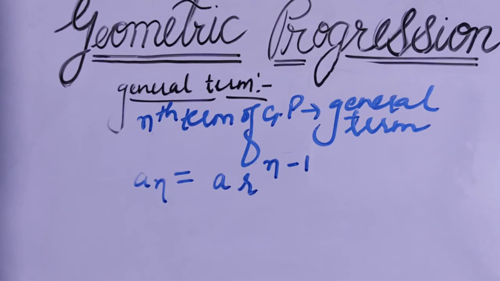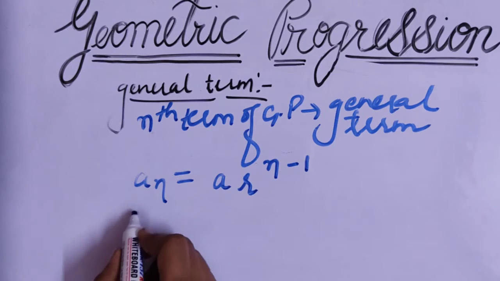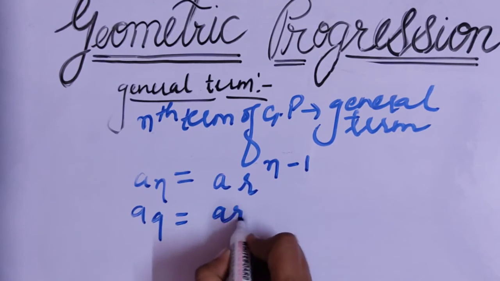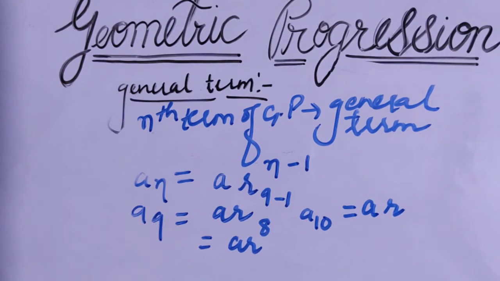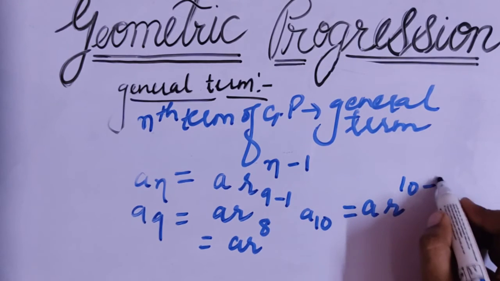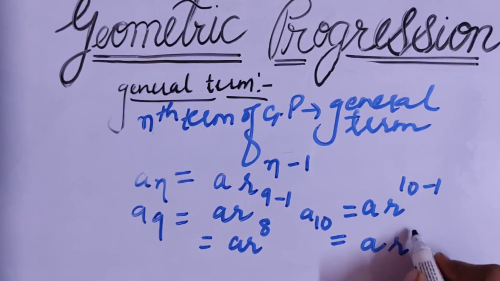Suppose I am saying to you, you have to find out the ninth term. Then what will be the ninth term, students? It will be a9, and you will write it as a into r raised to the power 9 minus 1, which is a into r raised to the power 8. So this will be your ninth term. Suppose we are talking about the 10th term. So what will be the 10th term, students? a10 will be equal to a into r raised to the power 10 minus 1, which is a into r raised to the power 9. So this is the general term of a geometric progression sequence.